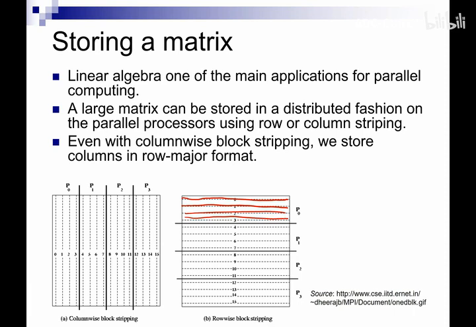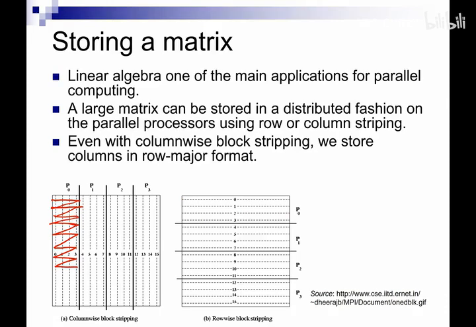Now if we're using this column striping, we're still going to store things in row major format. So P0 is going to store the first 4 values, followed by the next 4 values, and in this fashion. So you have this sort of zigzag pattern for how you store the values. Okay, so that's for storing the matrix.